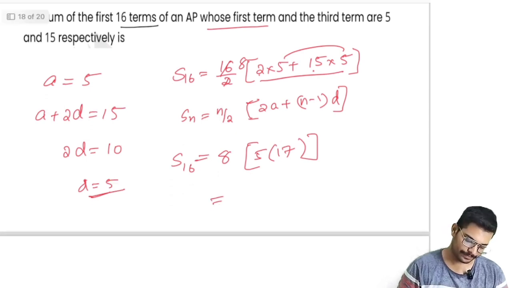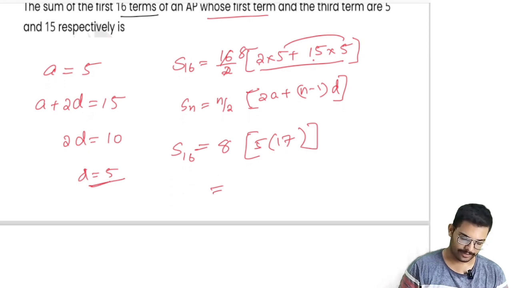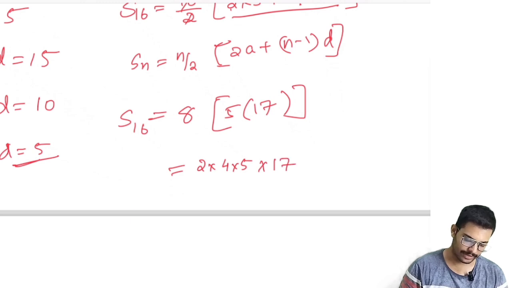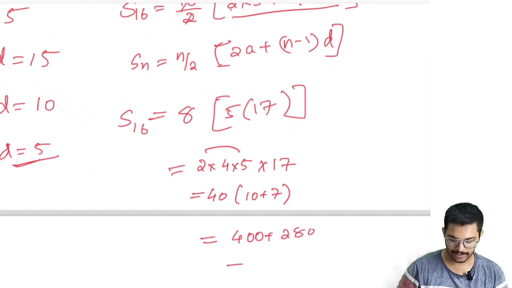There is one more option when you calculate with 5. If you want, you can do this. 8 you can write as 2 into 4, into 5 into 17. I have split it. 2 into 5 is 10, 10 into 4 is 40, into 17. 17 is 10 plus 7. 10 times 40 is 400, 7 times 40 is 280. Our value will be 680.